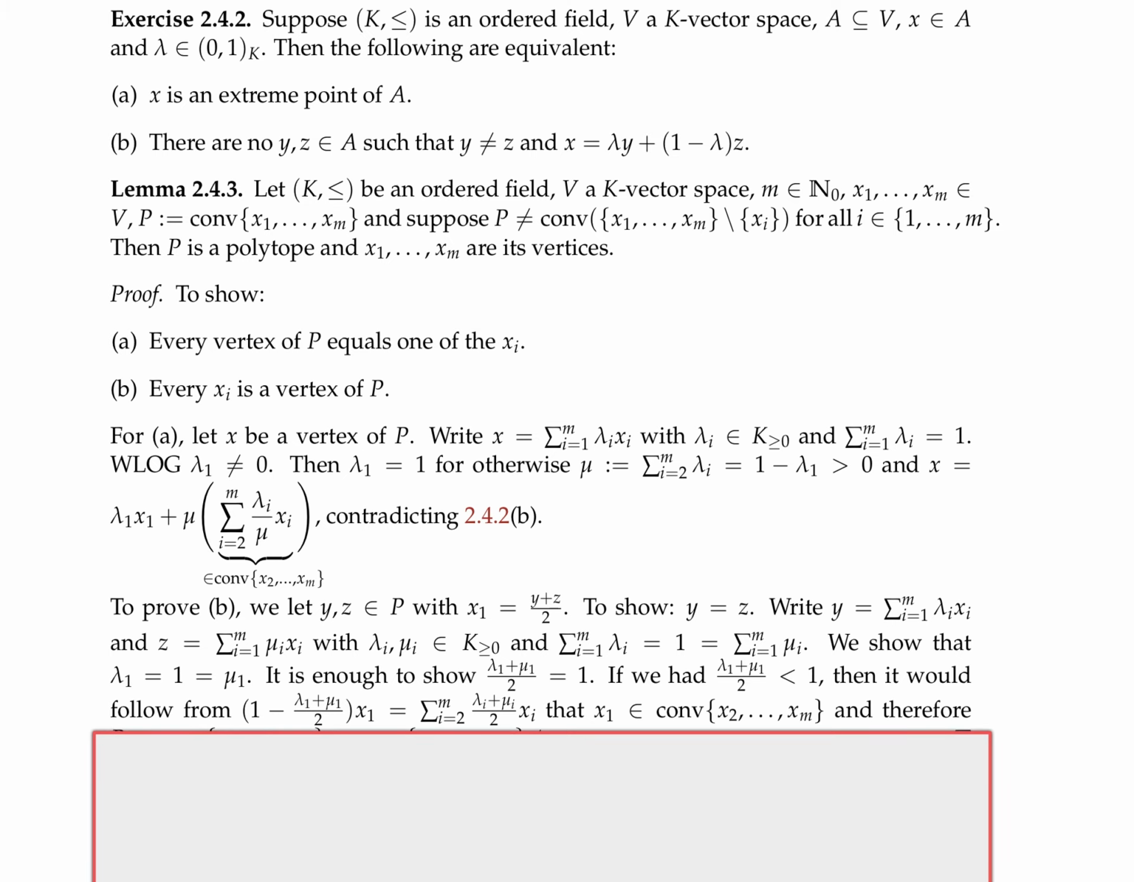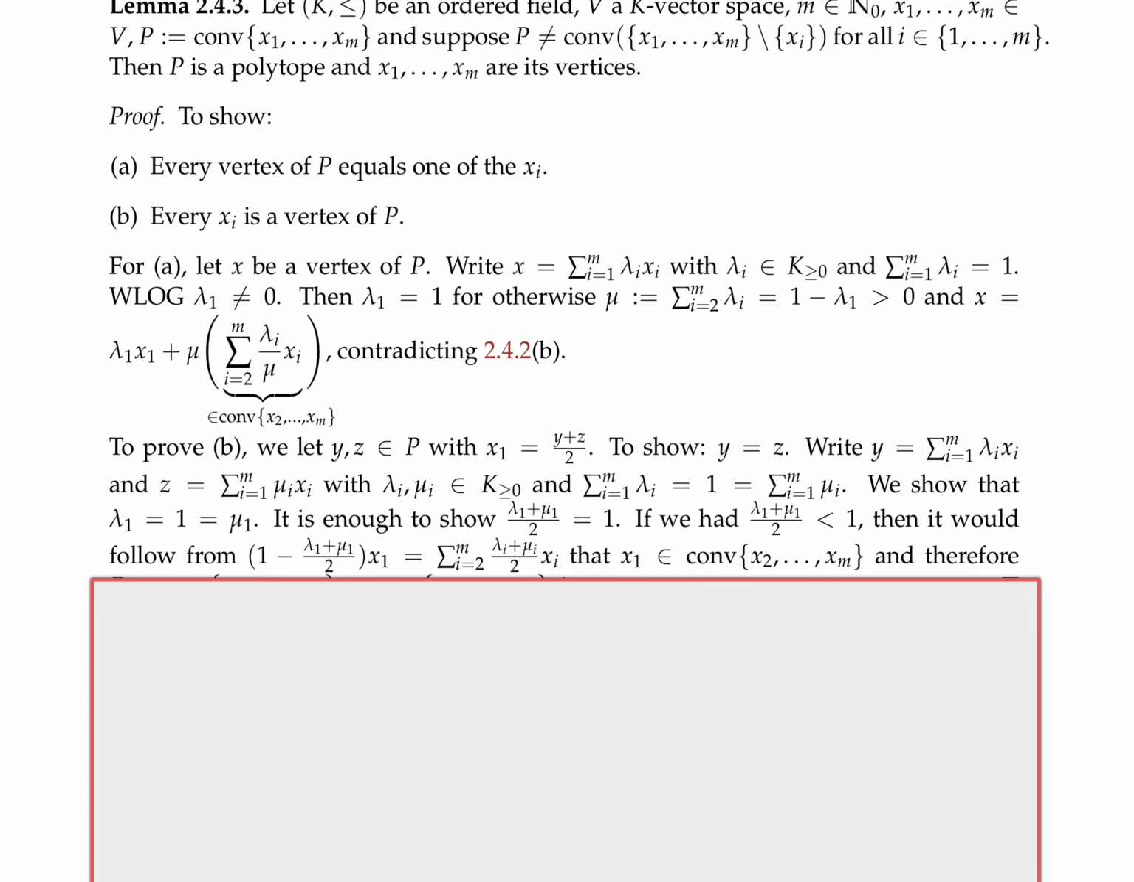And if it was smaller than 1, then I would have 1 minus (lambda 1 plus mu 1) over 2, times x1, is the sum from i equals 2 to m of (lambda i plus mu i) over 2 times xi. Well, that I have anyway, right? Because if you put this to the other side of the equation, that's just this equation here where I have plugged in my representations of y and z as convex combinations of the xi's. So this I have anyway.